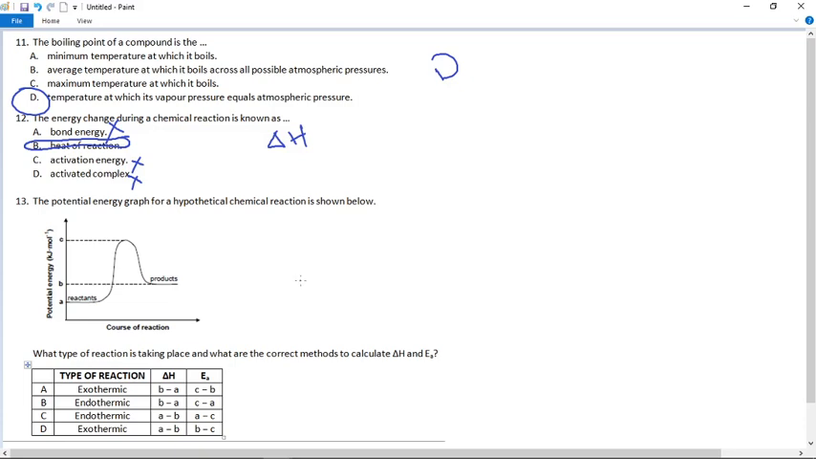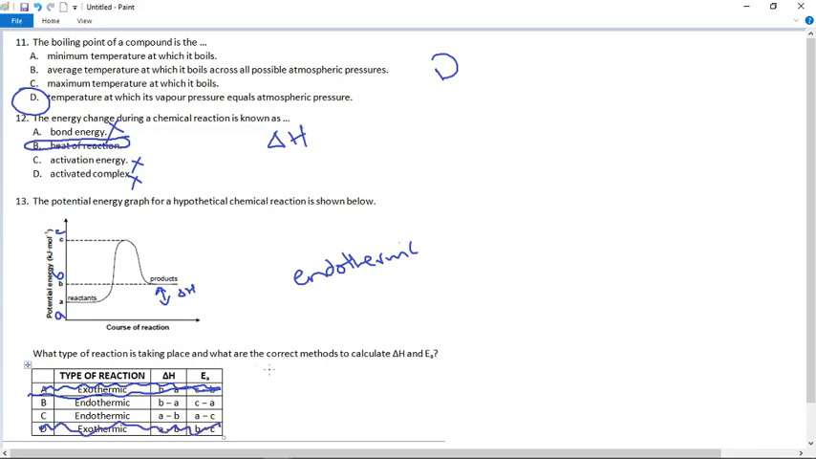Okay, number 13, this is an endothermic graph as well. The potential energy graph for a hypothetical chemical reaction is shown below. We've got A, the energy of the reactants, B, the energy of the products, and C, the energy of the activated complex. So it says to you, what type of reaction is taking place? We know this is an endothermic reaction because delta H is positive. So we're going to immediately rub out A. If you can't recognize these graphs, you have not been doing your homework. And we're going to rub out D because they are wrong.